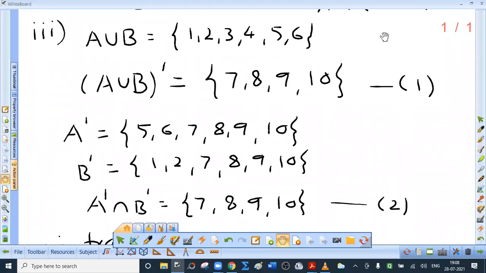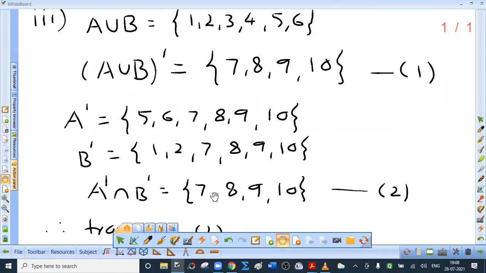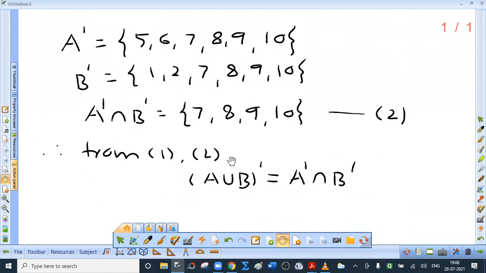Third one, we have to verify De Morgan's law that the complement of A union B is A complement intersection B complement. This is A union B: 1, 2, 3, 4, 5, 6. Now in the complement of that, we have to consider elements which are not in A union B, but are in the universal set. They are 7, 8, 9, 10. This is A dash, this is B dash. Their intersection is again 7, 8, 9, 10. So from 1 and 2, A union B complement is A complement intersection B complement. If possible, write a note: this is De Morgan's law.